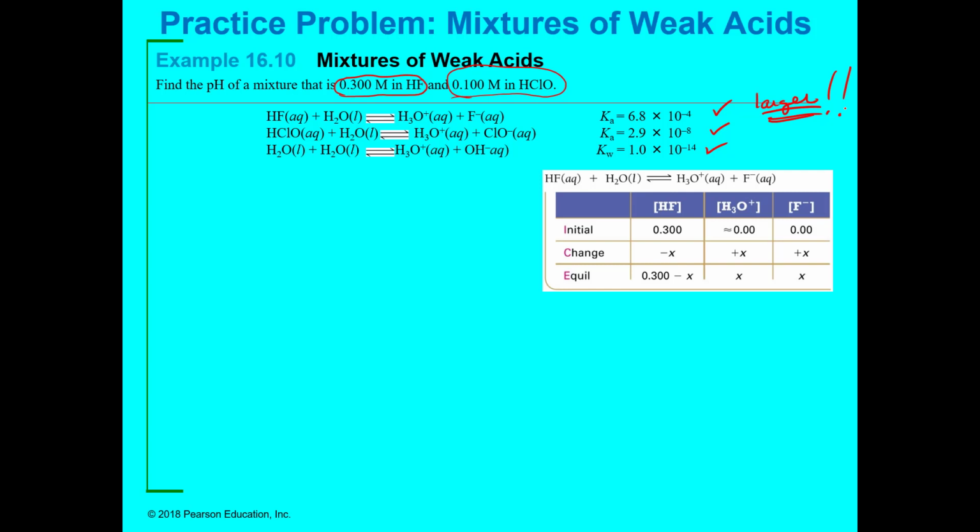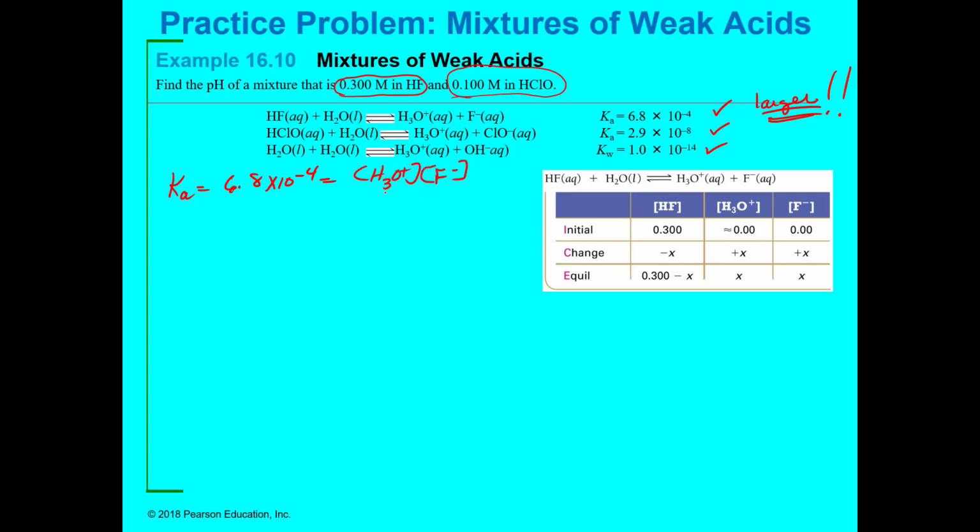So when we do the ICE table, we're just going to look at the HF, because the impact from the HClO is going to be 10,000 times less than the impact of the HF, which means nothing, okay? And so because of that, you can ignore that and just use the HF. And the Ka for the HF is 6.8 times 10 to the minus 4. And we're just going to do H3O plus and F minus.